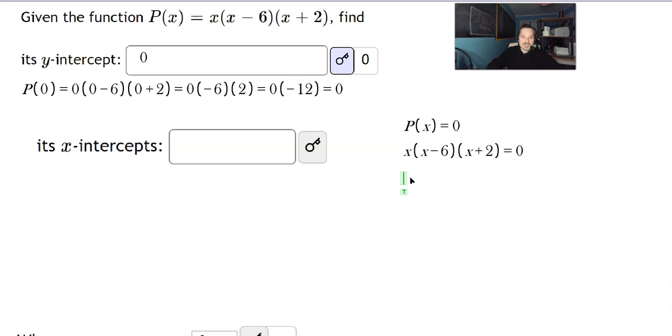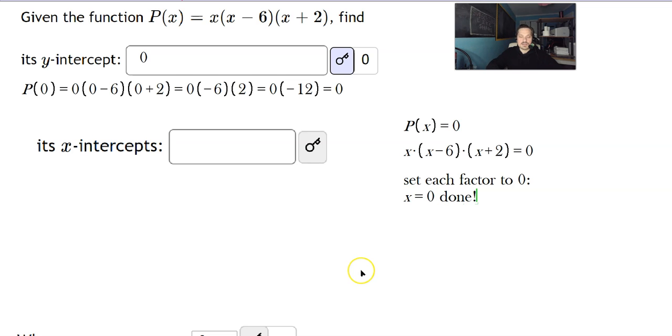So what you do is just set each factor to 0 like this. So x is 0. Remember, x right here, that's a factor. It's multiplying it, right? Just like the x minus 6 is a factor. The x plus 2 is a factor. So you set x equal to 0. This here, this is done. There's nothing else you can do with that. So x equals 0, in other words, is an x-intercept. So you'd add that to your list here. You put a 0 in here.